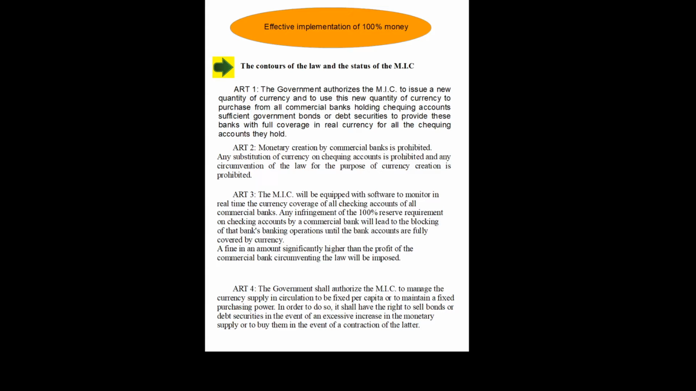Article 4. The government authorizes the MIC to manage the currency in circulation to be fixed per capita or to maintain a fixed purchasing power. In order to do so, it has the right to sell government bonds in the event of too large an increase in the currency supply. It has the right to buy them in the event of a contraction of the currency in circulation. That is, in the event of deflation.